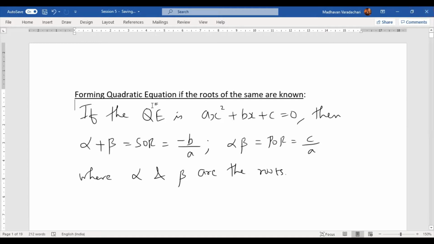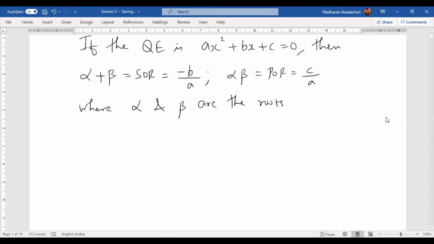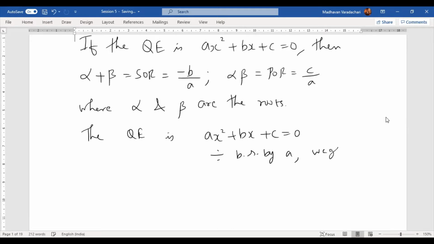Now here we are going to understand how do we form a quadratic equation if the roots of the same are known. Let us go back to our quadratic equation. The quadratic equation is ax square plus bx plus c equal to 0. Now dividing both sides by a, what do we get? If I divide ax square by a, it will become simply x square, and this will become b by a times x, because you are dividing by a, and this will be c by a. 0 by a is 0 only, right?